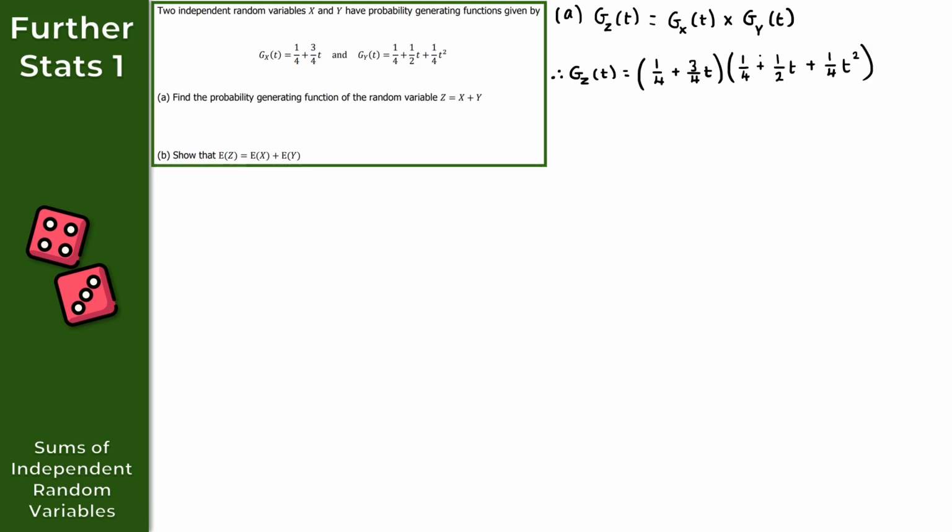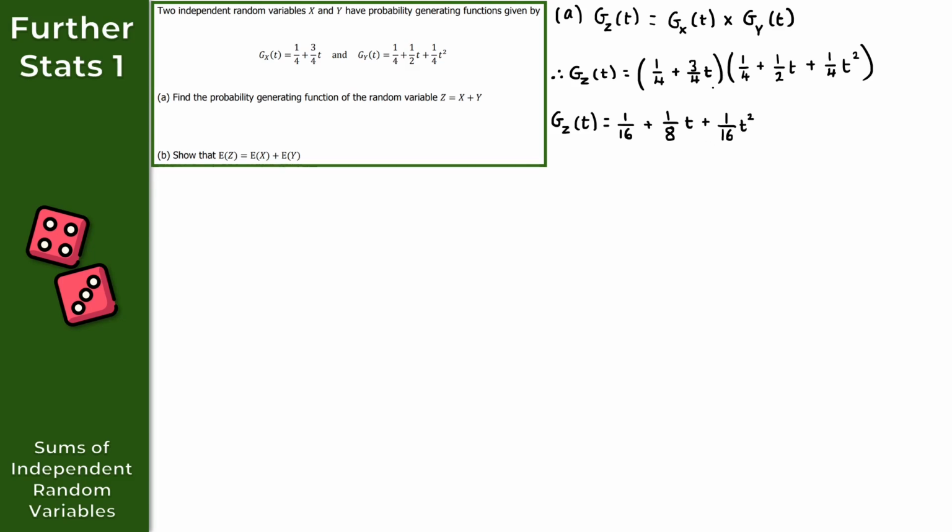So let's find the product of these brackets. Hopefully nice and straightforward. For G_Z(t), I get 1/4 times 1/4, so that's 1/16. We then have 1/4 times 1/2 t, so I get plus 1/8 t. We then have 1/4 times 1/4 t squared, so I get plus 1/16 t squared.